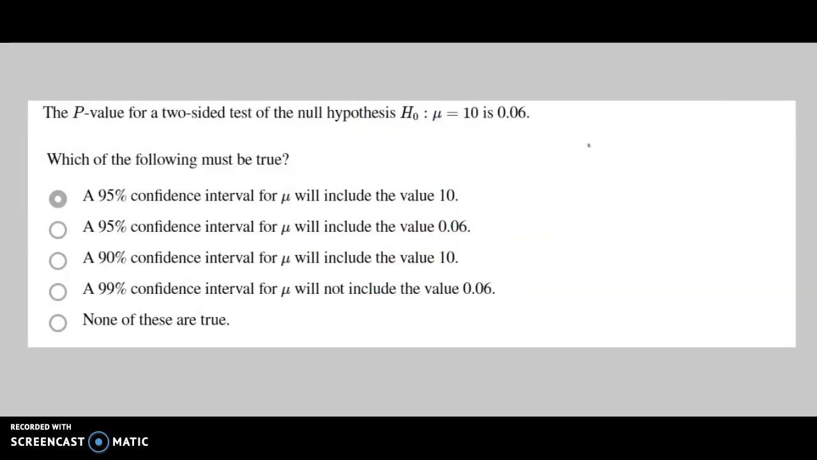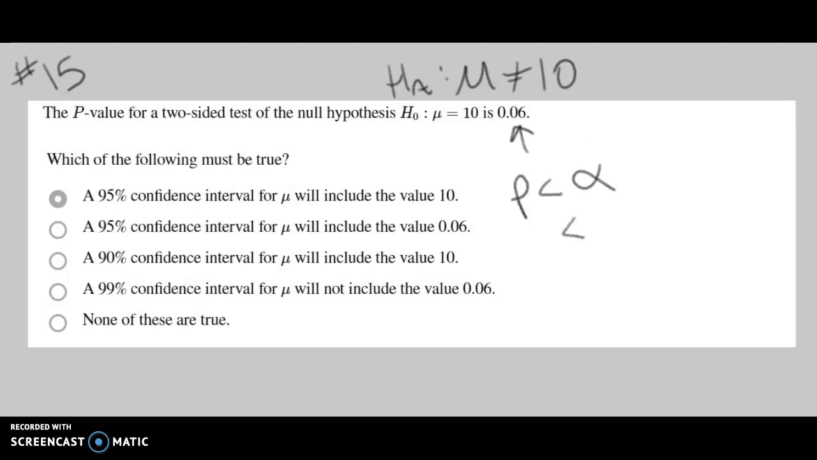Okay, so then finally the two sampling questions. This should be number 15, and then number 21 we will take a look at. So the p-value for a two-sided test, if this is my null, then all this question is saying is that my alternative is not equal to 10. That's what two-sided means, and the p-value is 0.06. So p is only less than alpha when my alpha level is 0.10. Anything else, it's not going to work. 6% is not less than 5%, and it's not less than 10%.